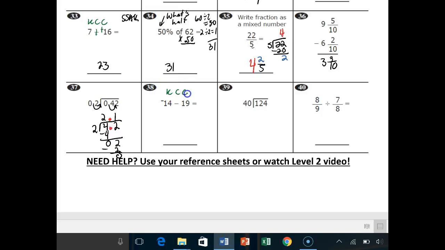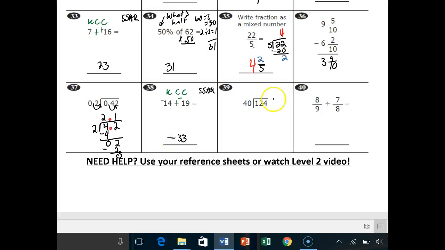This creates a KCC. So we keep, change, change. And when we do that, we find out, hey, it's an SSAK problem. Same signs, right? They're both negative. So same signs, add up and keep. And we should get negative 33. Remember to keep the sign.